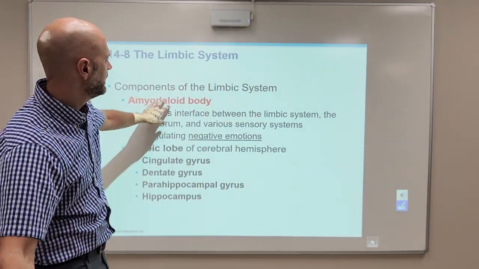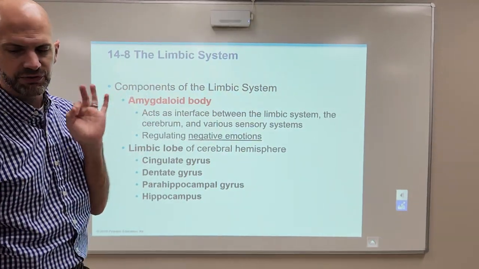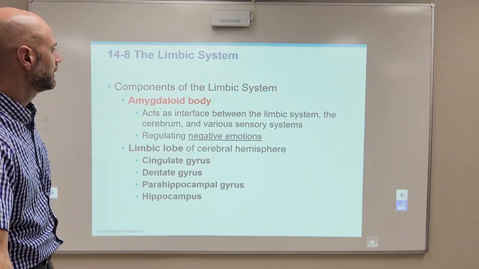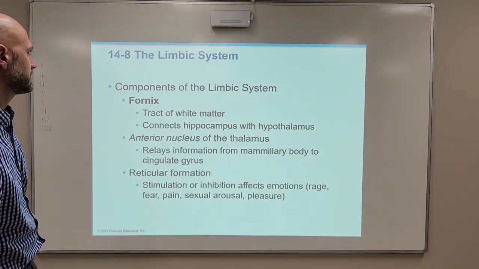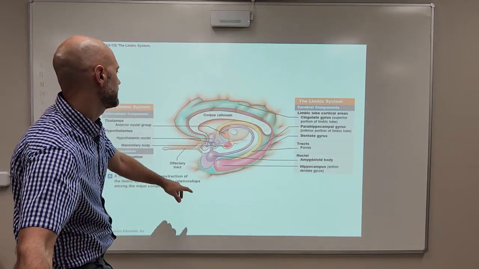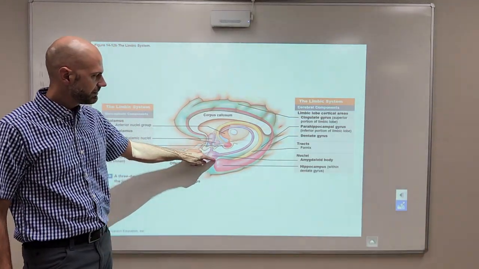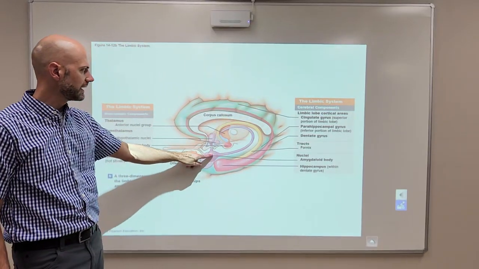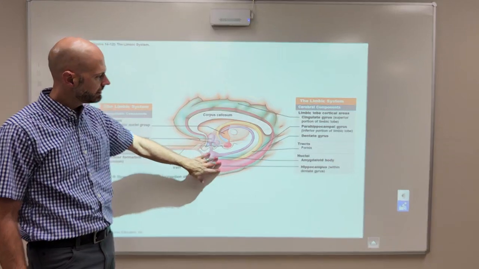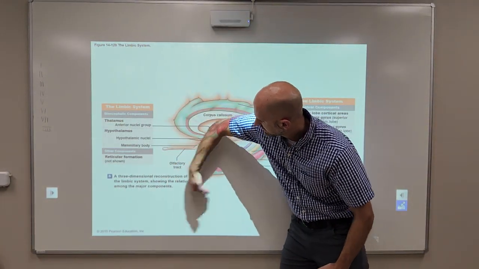Right? The amygdaloid body is the center for negative emotion. So frustration, anger, and fear are what the amygdala does. The amygdala is right here, at the tip of the temporal lobe. This is the medial part of the temporal lobe. The temporal lobe would be kind of coming down like this.